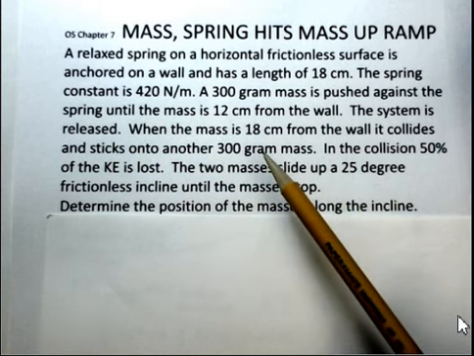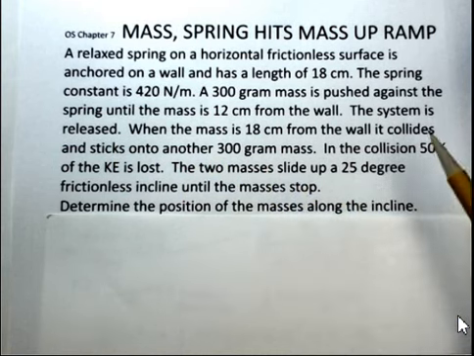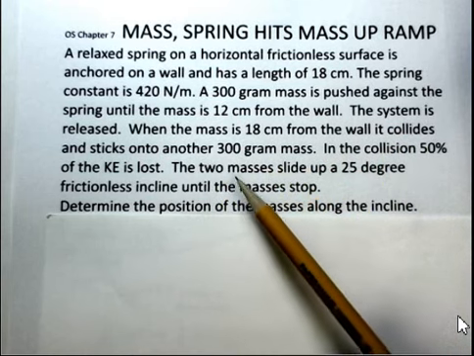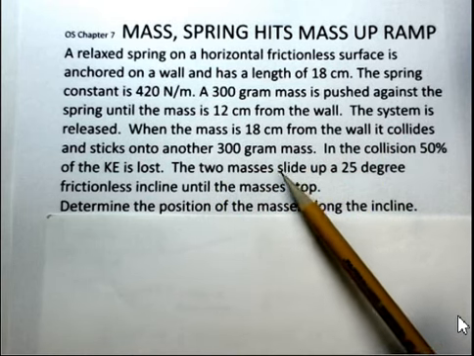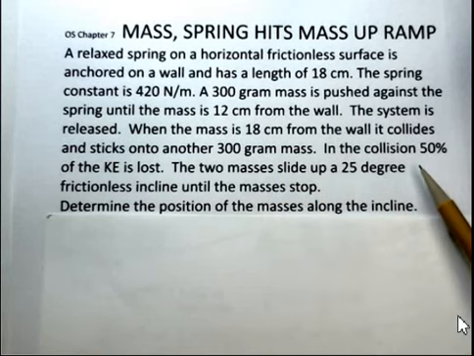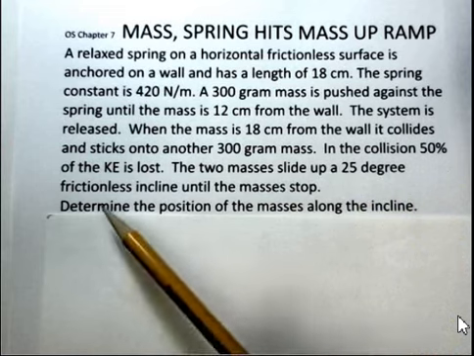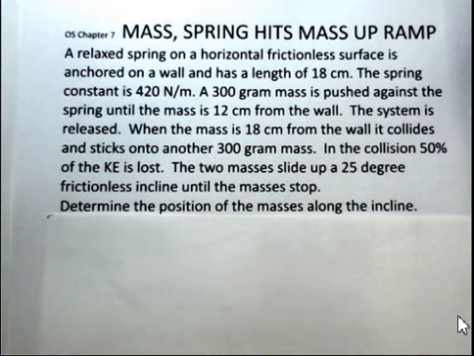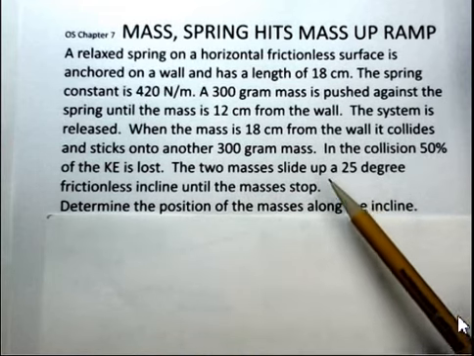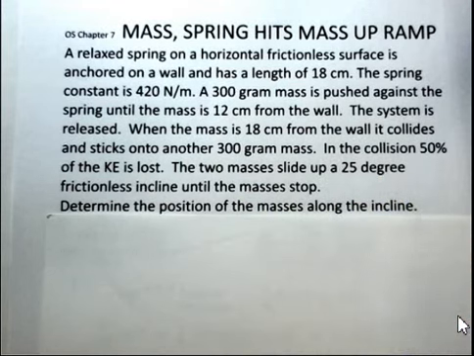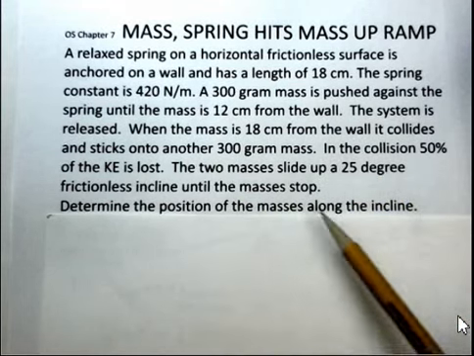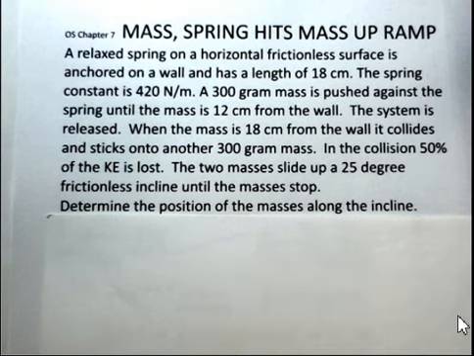And when the mass is 18 centimeters from the wall, it collides and sticks onto another 300-gram mass. So there's a collision involved. In the collision, it's inelastic, and 50% of the kinetic energy is lost. The two masses are sliding now up a 25-degree frictionless incline until the masses stop. We want to determine the position of the masses along the incline.